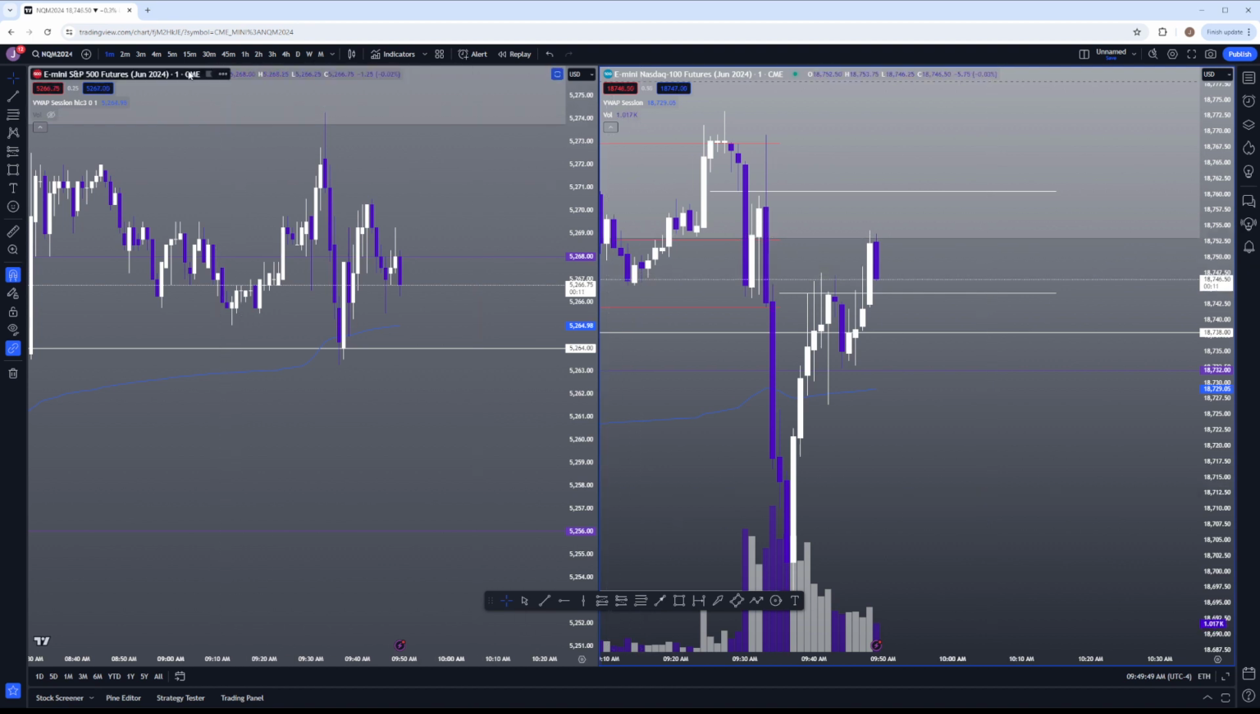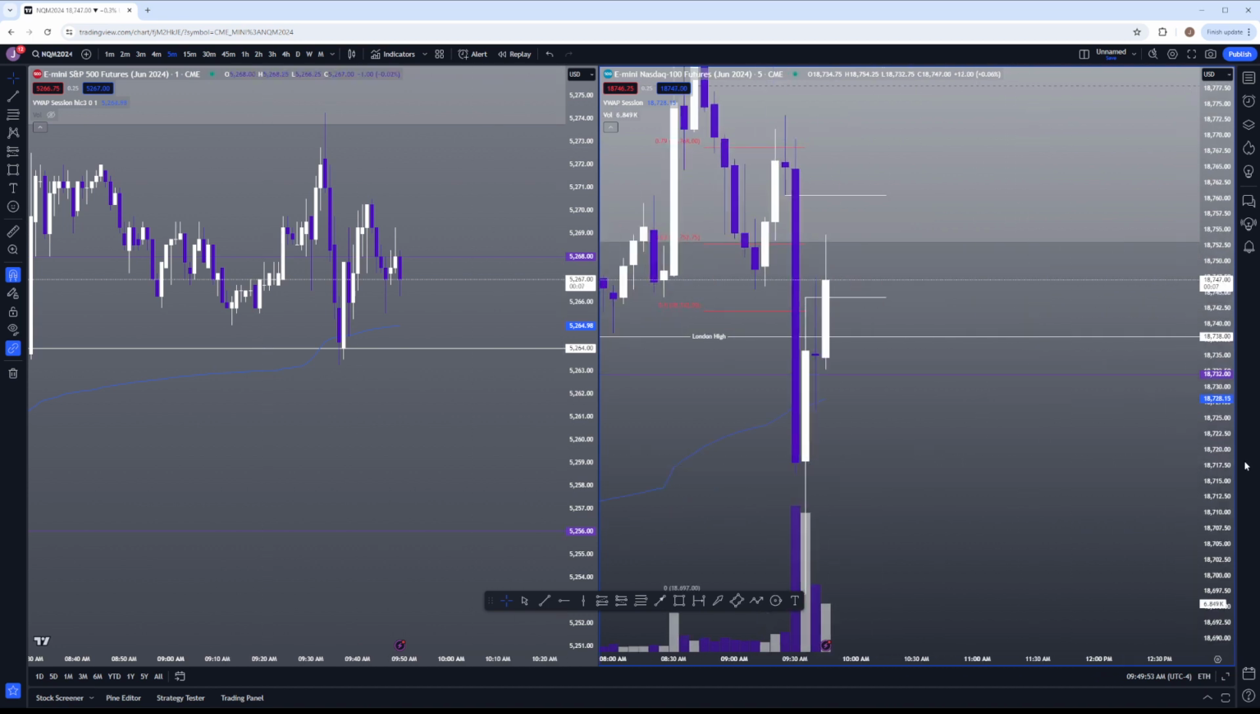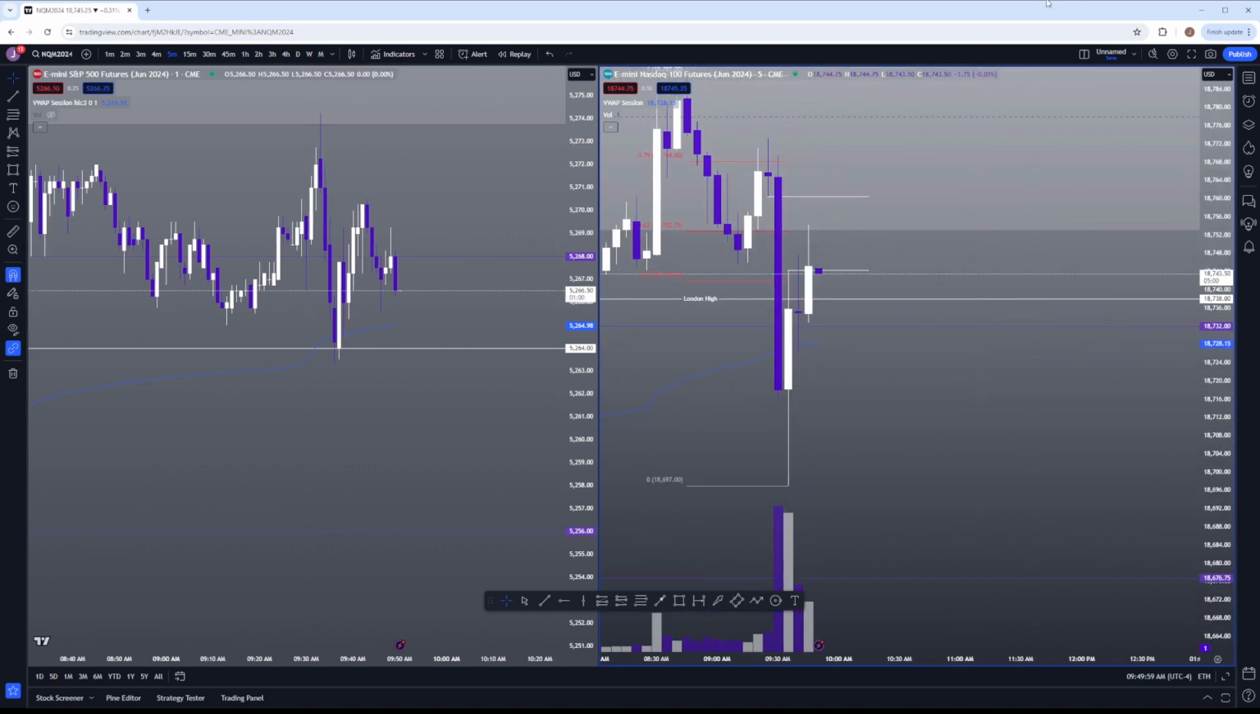So my bias is still short, guys, until we can actually displace that 5 minute fair value gap, 5 minute order block. Try to push through those highs. My bias is still in the shorts. It's just we are very volatile right now. We do have news coming out in about 10 minutes.